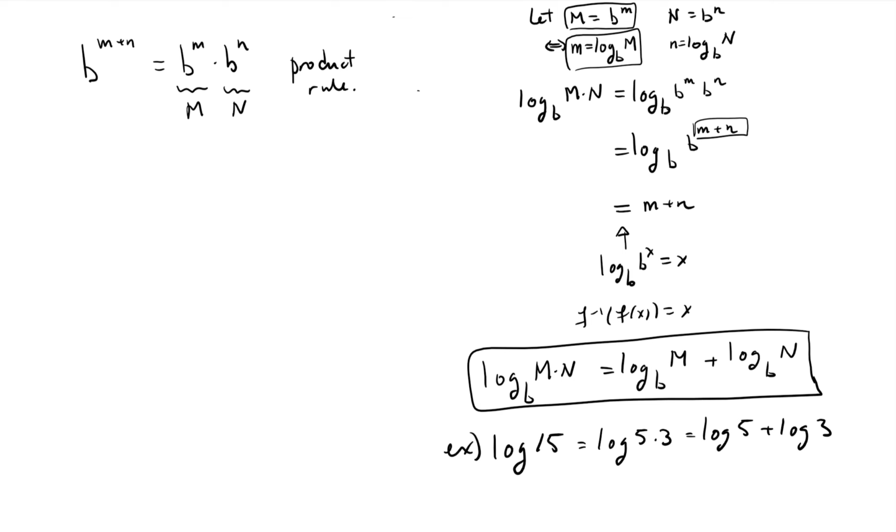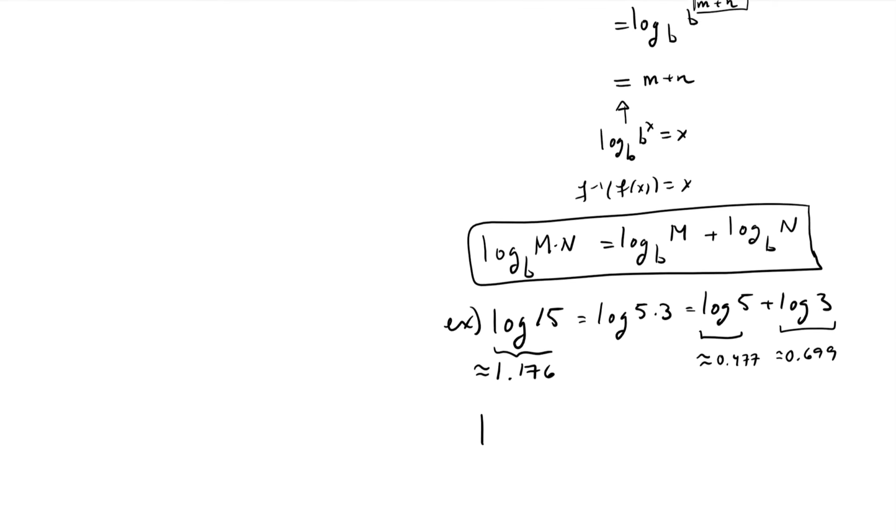And I encourage you to check this out using your calculator. If you calculate log of 15, you're going to get approximately 1.176. If you calculate log of 5, you're going to get approximately 0.447. And if you calculate log of 3, you're going to get approximately 0.0699. Now, if you add those two together, you're going to get 1.176. So you can see using a calculator that it actually works.